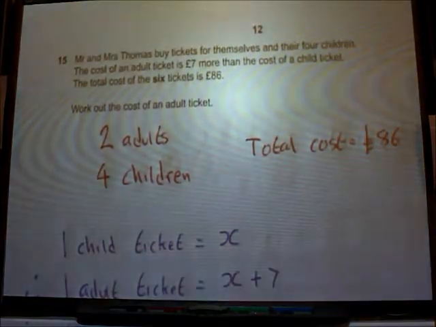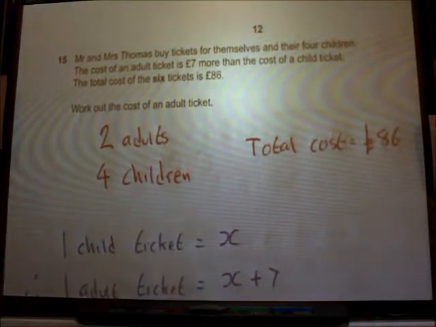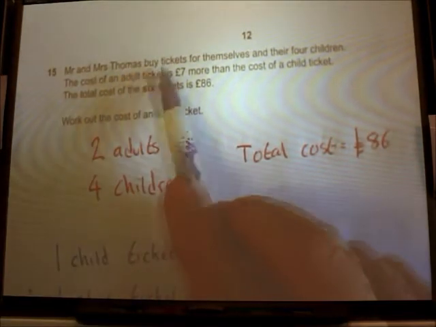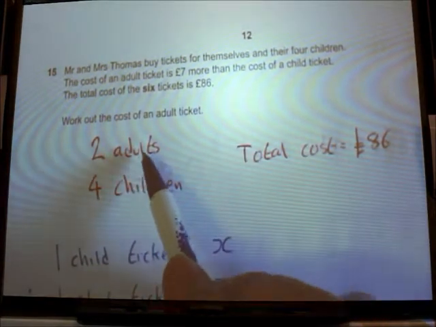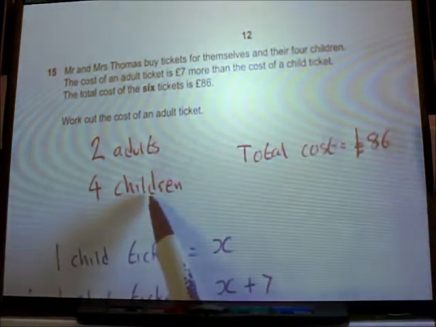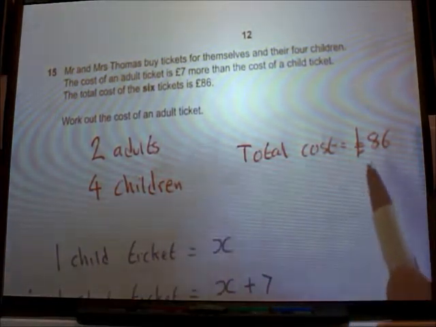So what I started to work out was how many tickets they're actually getting. Because it's Mr. and Mrs. Thomas, that's 2 adults. I'm guessing that's adults because they've got children. And it says 4 children. And the total cost is £86.